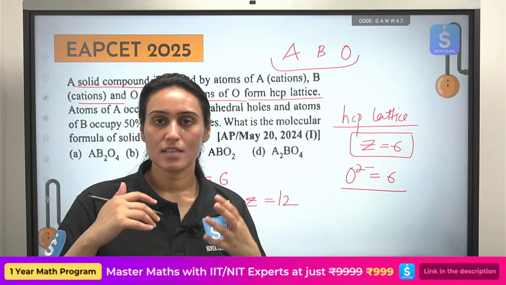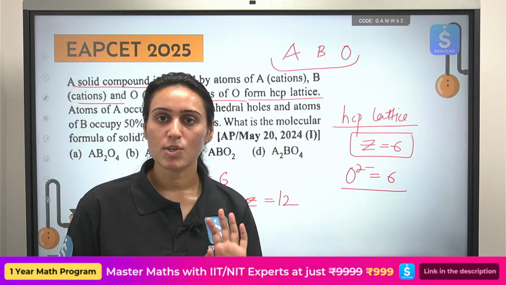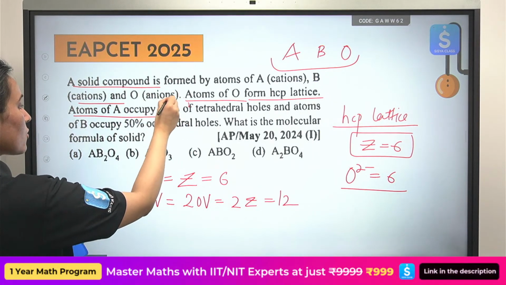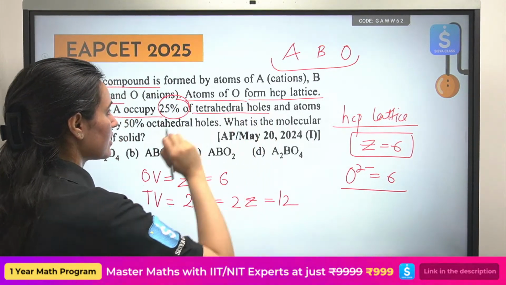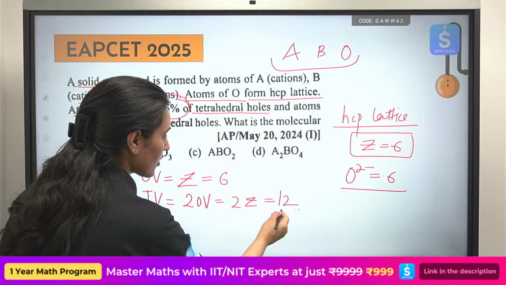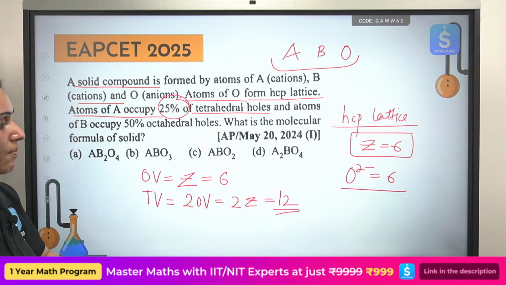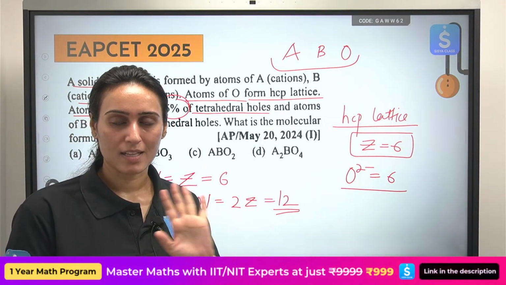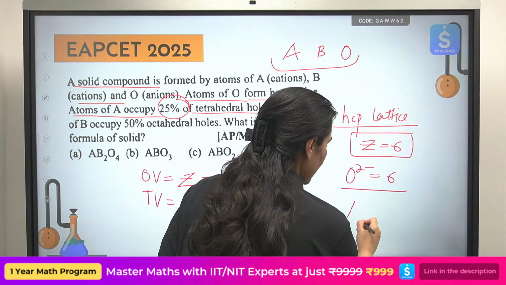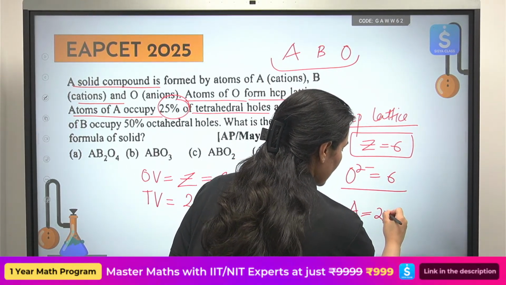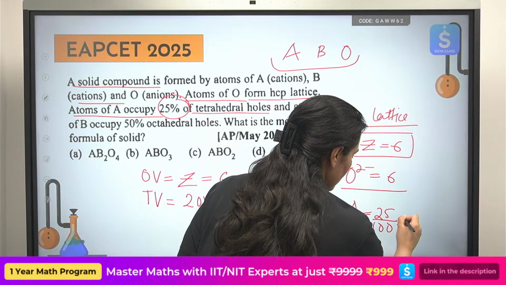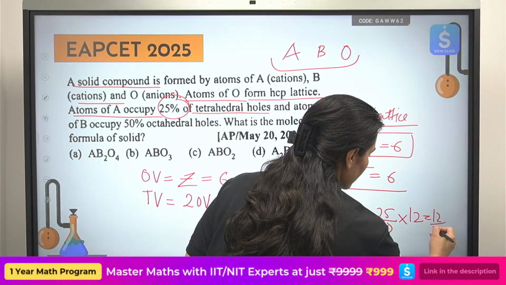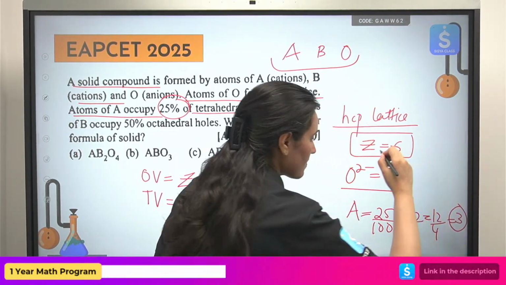Okay, so this you should know based on the type of lattice. They will not tell you what is the value of Z. That is why we have learned that table. Okay, so this part is done. Now read the statement. Atoms of A occupy 25% of tetrahedral voids. How many total tetrahedral voids are present? 12. A occupies only 25% of 12. That is all they are saying, right? Simple maths. So number of A atoms, 25% of tetrahedral voids, that is 12 by 4, that is 3. So number of A atoms 3.